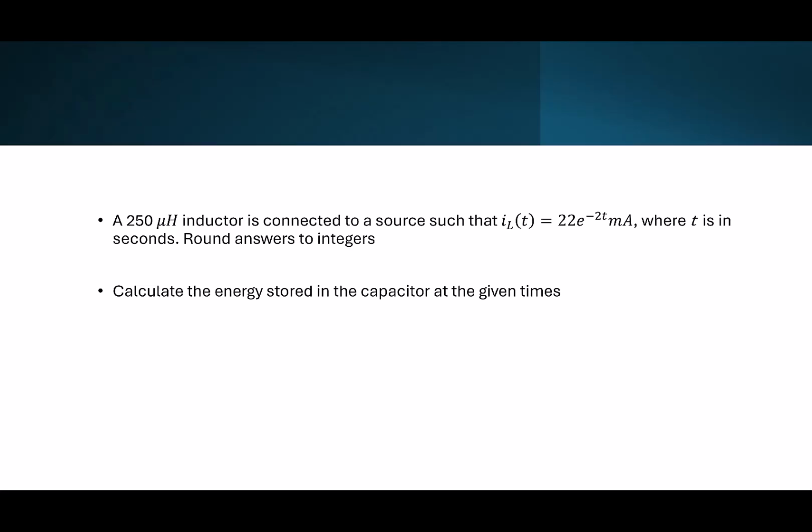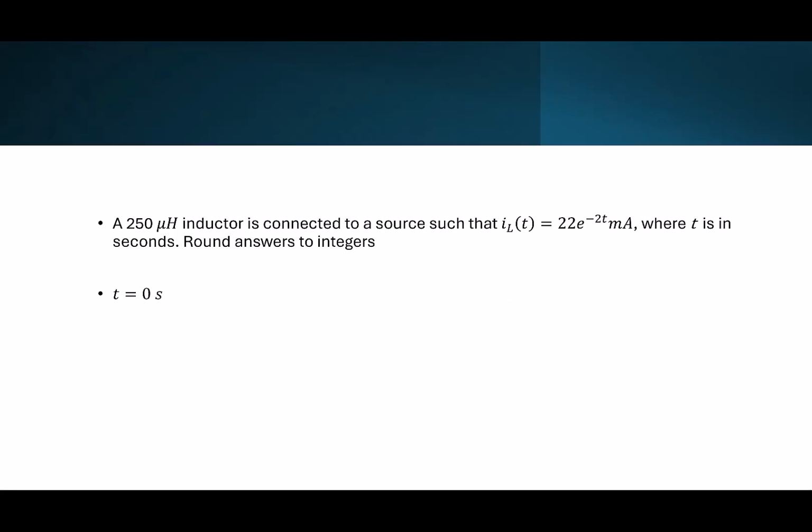We'll calculate the energy stored at two different times. We'll start at time equals 0. Our inductance was given as 250 microhenries. Let's change that from microhenries to henries by writing it as 250 times 10 to the negative 6 henries.